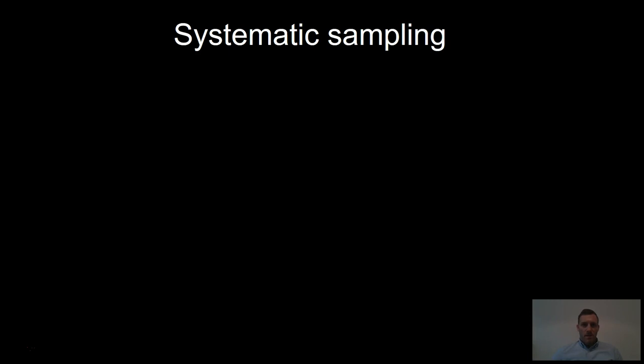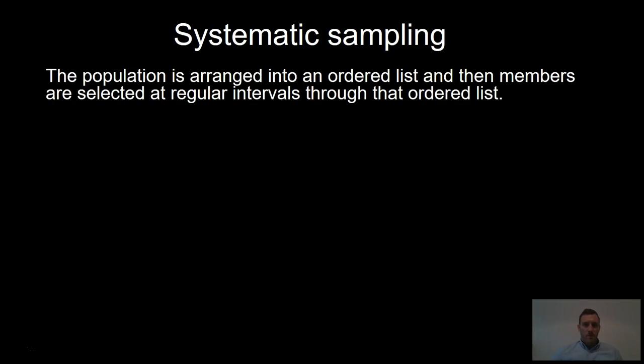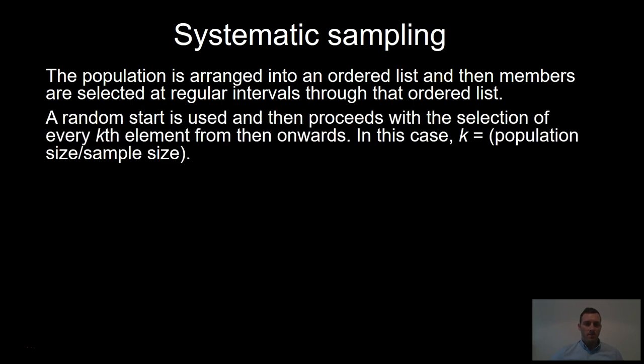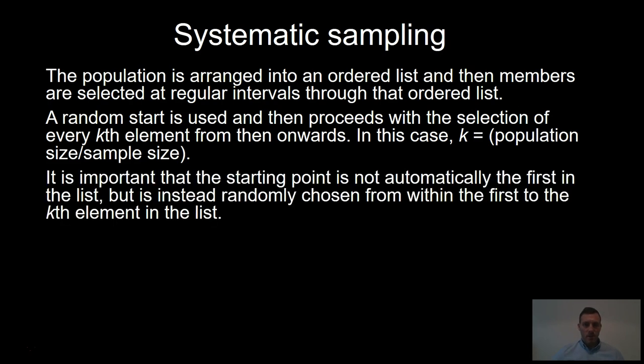Let's have a look at systematic sampling. In systematic sampling, the population is arranged into an ordered list and the members are selected at regular intervals through that ordered list. A random start is used and then proceeds with the selection of every kth element from then onwards. In this case, k equals the population size divided by the sample size. So let's have a quick look at this.